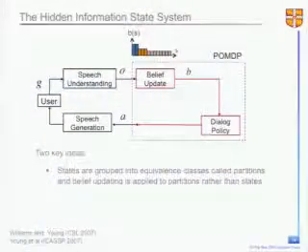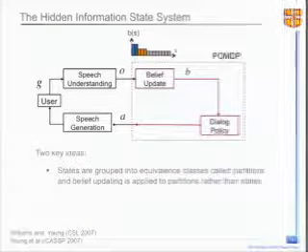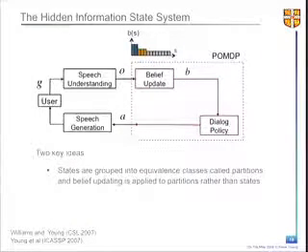And we make this tractable by two mechanisms. First of all, we group states into what we call equivalence classes called partitions. So rather than having to compute beliefs over every possible state, we have far fewer partitions. And then secondly, we don't compute the dialogue policy directly in belief space.